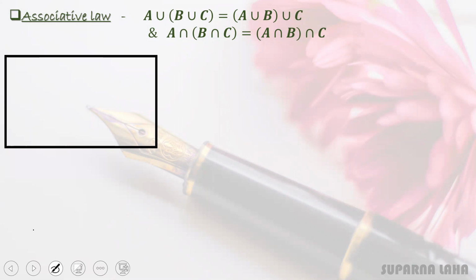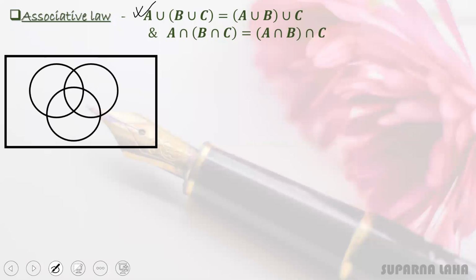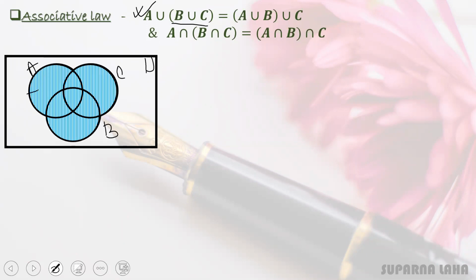Okay, so first take this one, that is A union B union with C. So take A, then C, then B. Here I'm taking this set as A, this is B, and this is C, and this is the universal set U. So firstly you need to take B union C. So take it. This is your B union C. Now take union with A. That means we need to add this portion also. So add it. So the total shaded portion is A union, B union with C.